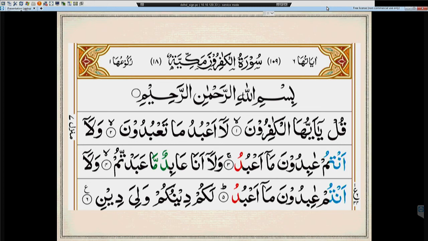Incomplete idgham, there's 4 letters. Ya, waw, mim, and noon. And what comes after this? Ya, waw, mim. Mim is right after. Because mim is after a noon sakin, there's going to be idgham. Idgham naqis, incomplete idgham. And because there's incomplete idgham, there's going to be ghunna. So this is idgham noon sakin. You see the mim after, so you think it's mim sakin. But the tanween means it's noon sakin. There's only that rule right there.